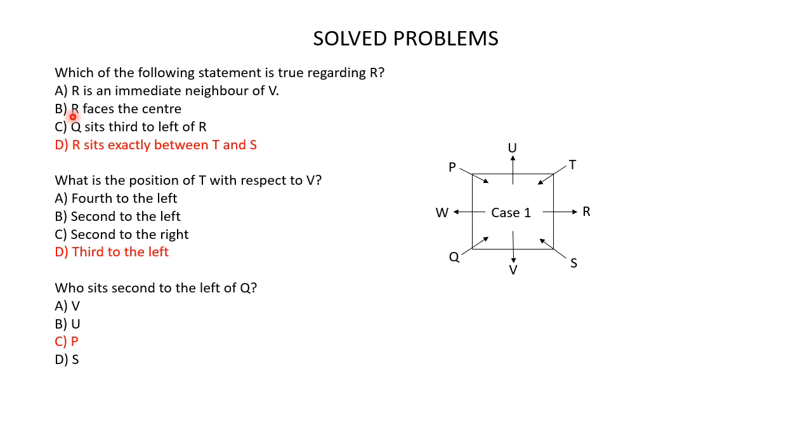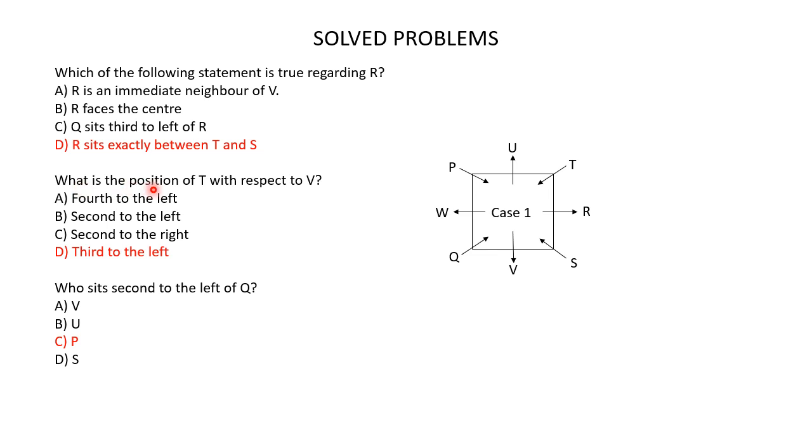Option B says R faces the center. But here R is facing outside. So option B is not true. Option C says Q sits third to the left of R. Third to the left of R is 1, 2, 3. So P sits third to the left of R, not Q. So option C also is not true. Option D says R sits exactly between T and S. Here R sits exactly between T and S. So option D is correct. So the correct answer is option D. R sits exactly between T and S.